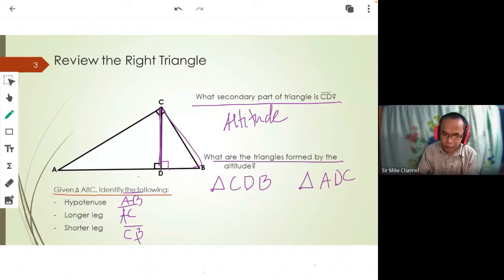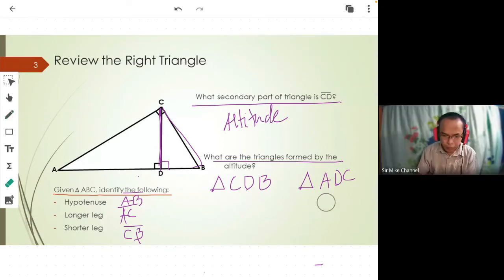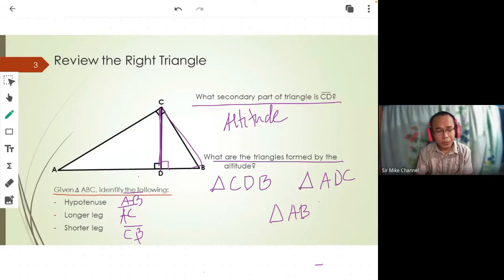Okay, ito na yan. So, binaliktad lang natin. So, ano pa yung isang triangle? ACB po. Okay, so ACB or ABC. So, yung triangle ABC. Okay, in this figure, so meron tayong 3 triangles. So, nagkaroon tayo ng altitude class.